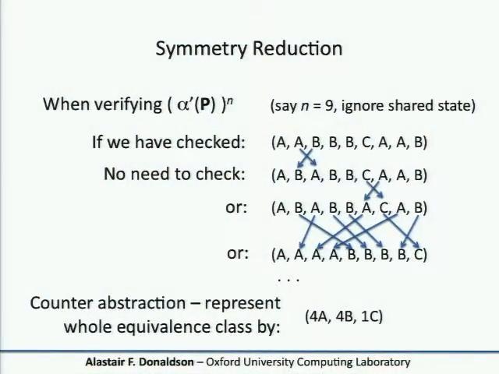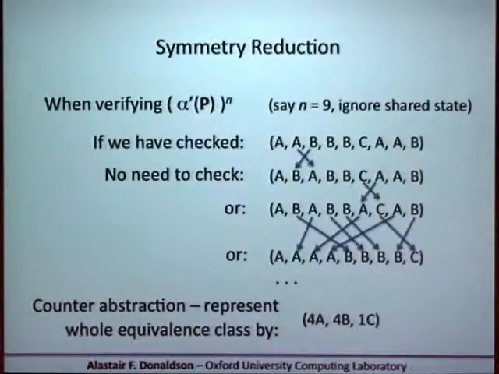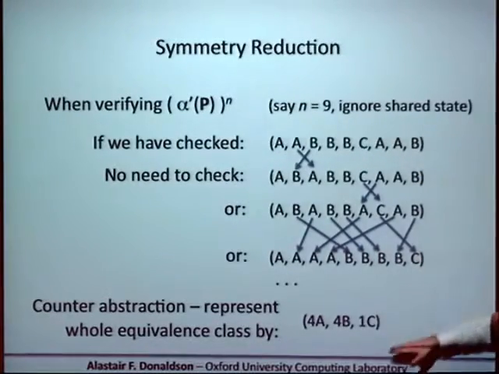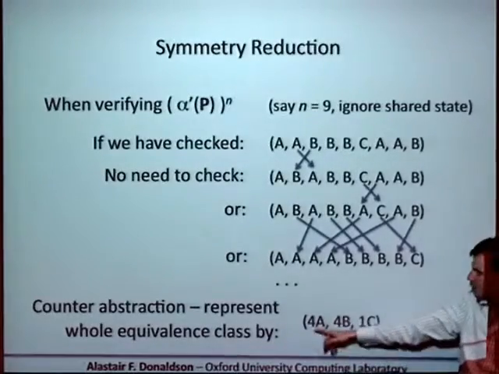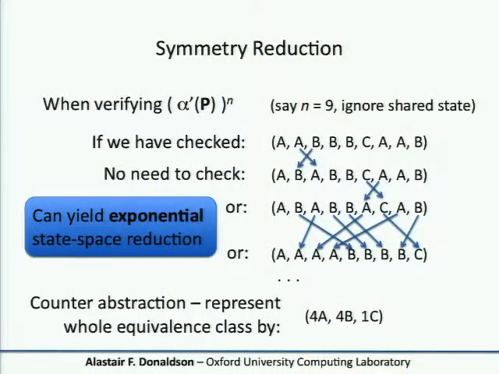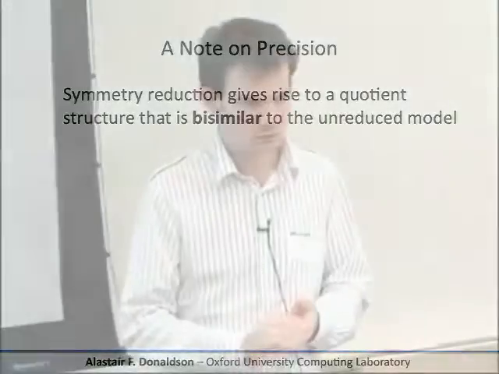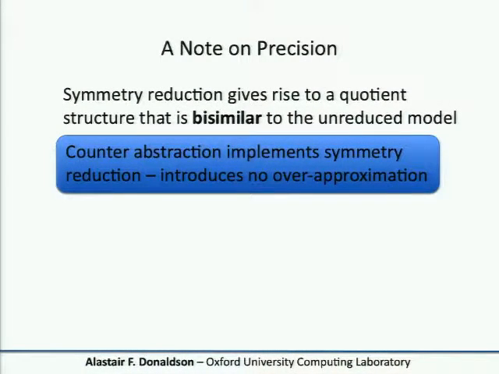And actually, the symmetry exploiting model checker that we use as a backend for our work, which I'm not going to give you details of, uses this technique called counter-abstraction. So this whole equivalence class of states would be represented by this counter-abstract state here. So we say there are four processes in local state A, four in local state B, and one in local state C. So it's abstraction because we abstract away identity. But an important point about counter-abstraction: symmetry reduction can give you a very large reduction in the size of the state space you need to search. So symmetry reduction gives you a bisimilar quotient structure, so you're checking something bisimilar to the unreduced structure. And counter-abstraction is a method of implementing symmetry reduction, and it also gives you bisimulation. So although we call it abstraction, we're not introducing any further over-approximation.